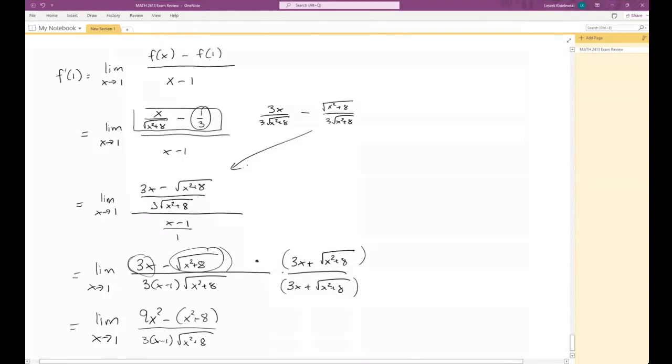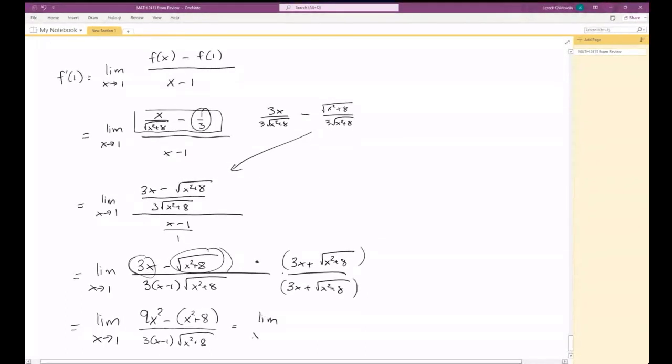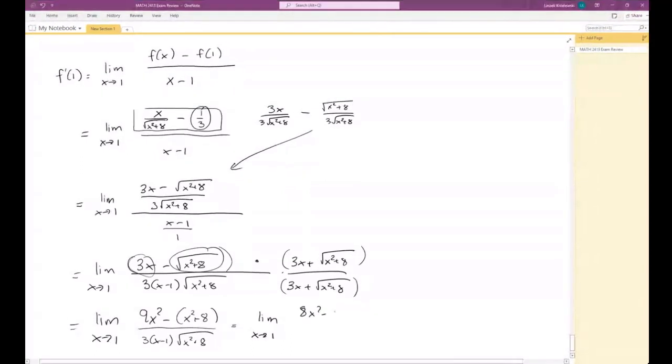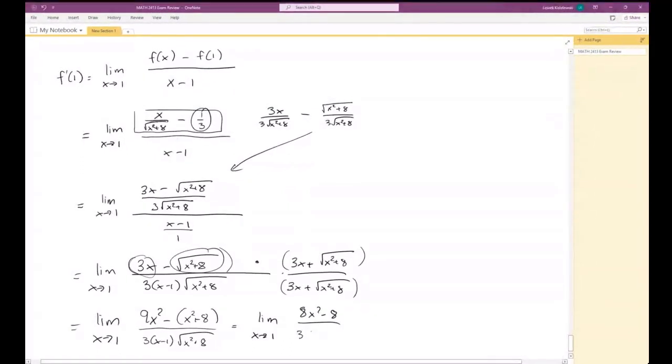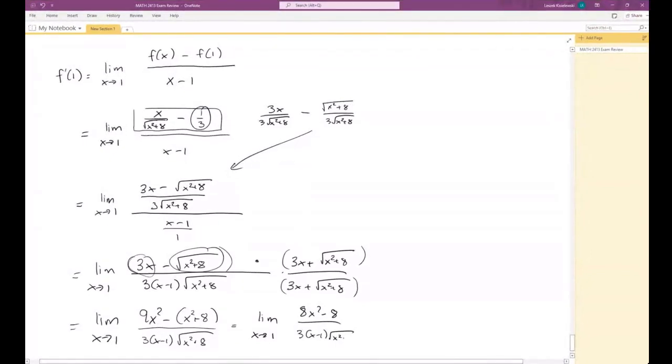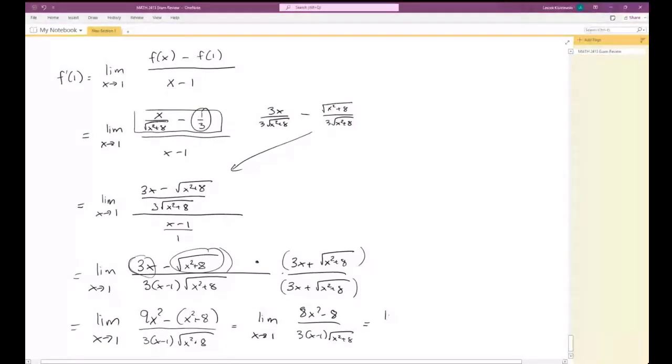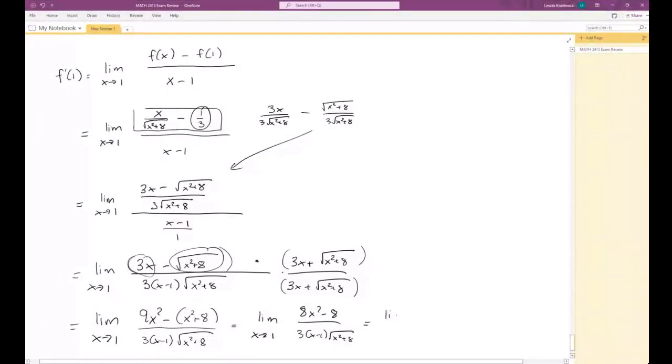All right, so we simplify. God, I hope they did this right. Oh yeah, okay, it feels right. So you get 8x squared minus 8. Right, so, fractions and square roots, and now also polynomials. We have to put the 3x plus square root of x squared plus 8 in the denominator.